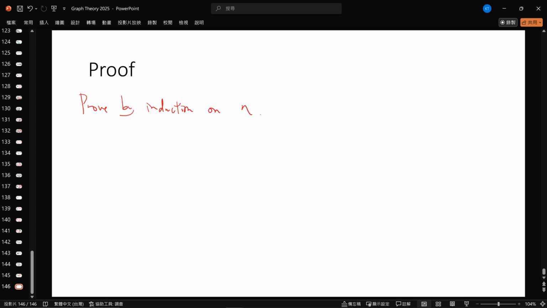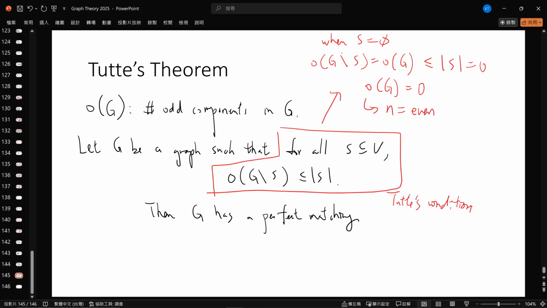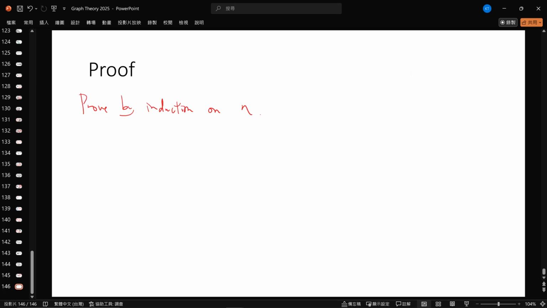Recall that n is the number of vertices. Now my next question is, what is the smallest value for n to satisfy Tutte's condition? In other words, is it possible to have a graph that has only one vertex and satisfy Tutte's condition? No, because we've just shown that the number of vertices must be even. So the induction basis starts with 2 vertices.